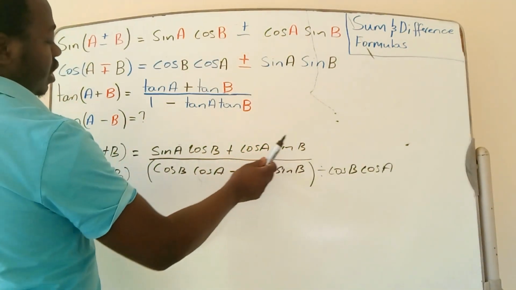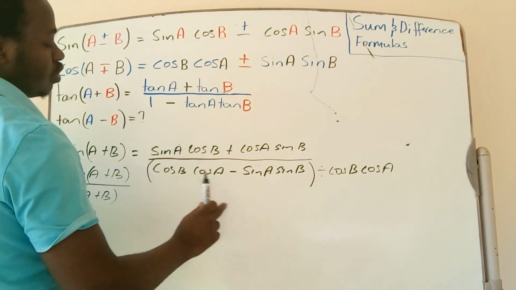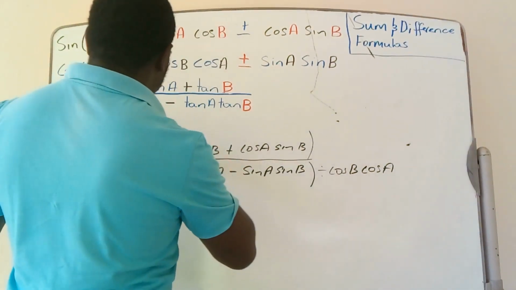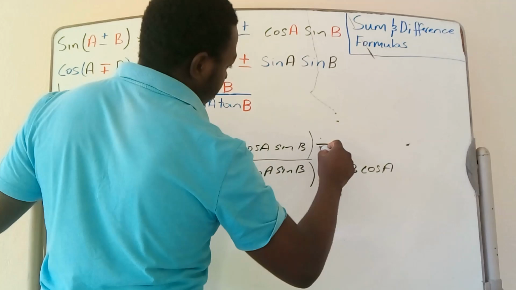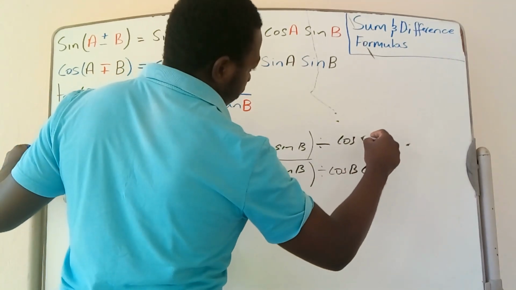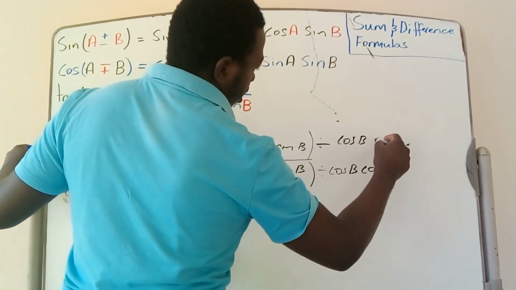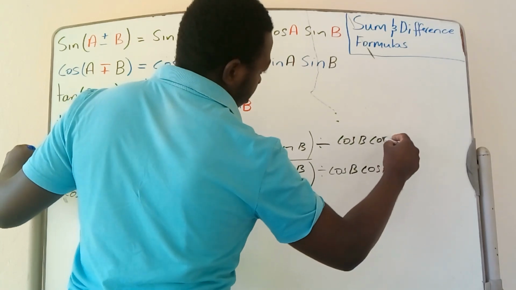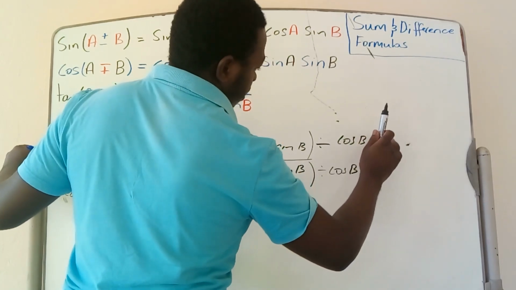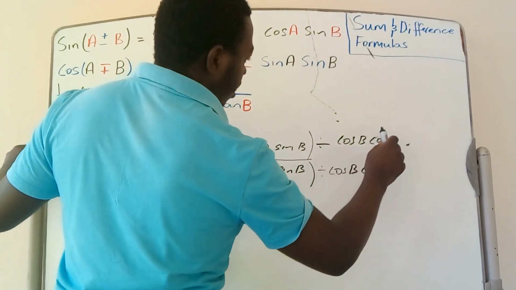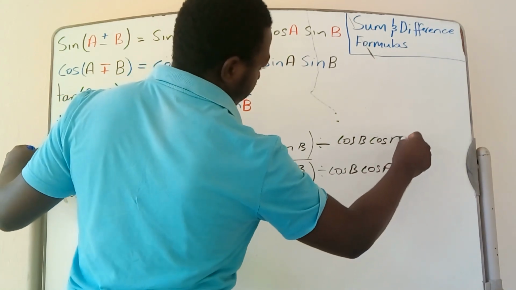But this is the denominator. I'm also going to do the same thing to the numerator as well. I'm going to divide the numerator by cos of B cos of A, sorry. Right?